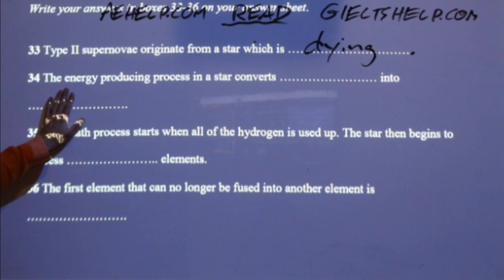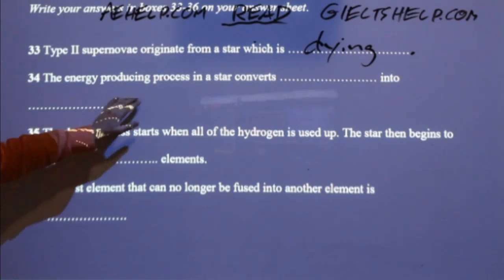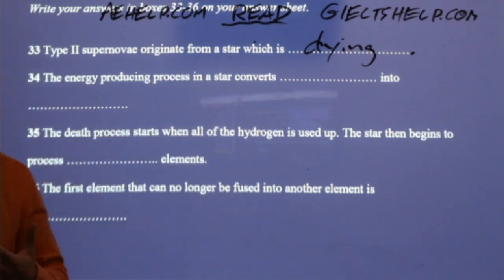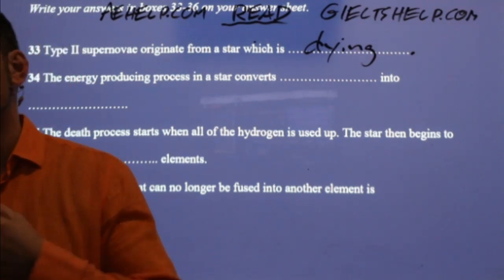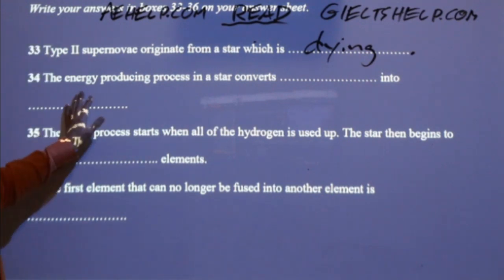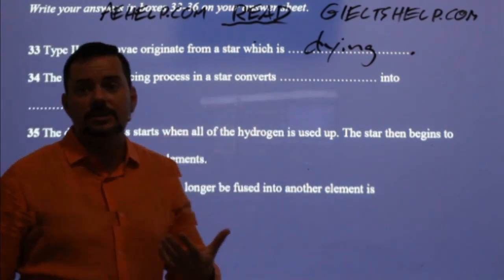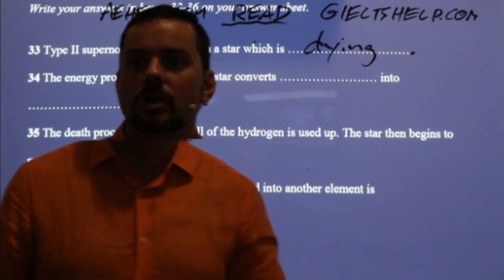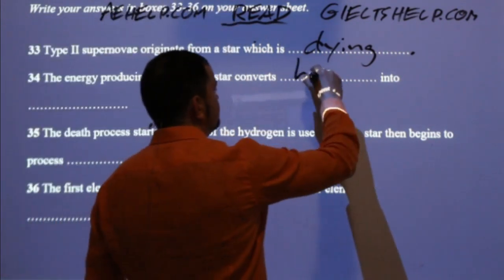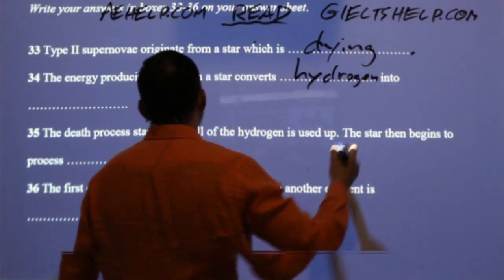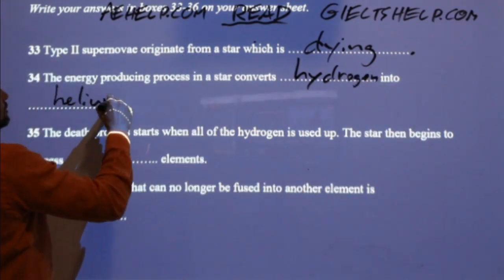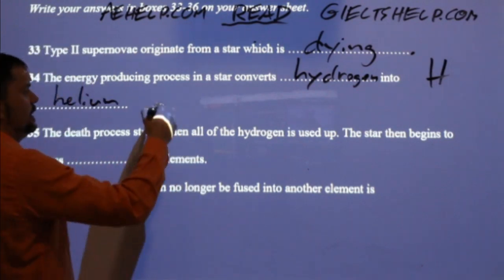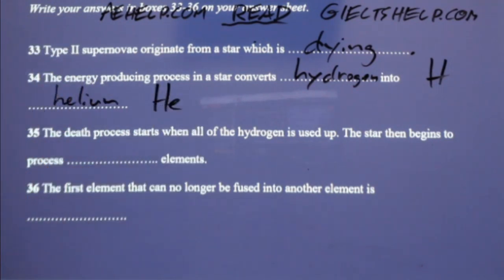The energy producing process in a star converts what into what? And I think some of you know this because you gave me the correct answer just a couple minutes before. So the energy producing process in a star converts hydrogen into helium, according to Shirojdin Abdukholikyov. And you're right, hydrogen into helium. And can you use H into helium, He? Yes, you can.